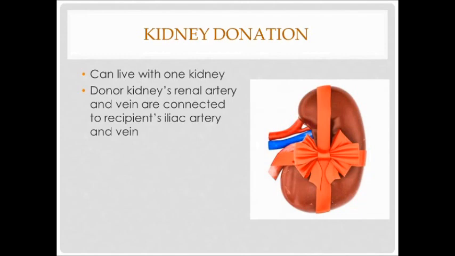Kidneys are semi-vital organs. You definitely need at least one to survive, but you can live with just one kidney. As we know, the kidneys are highly vascular because you have to be able to attach these kidneys to a blood supply in order for them to filter your blood. So the donor kidney's renal artery and vein are going to be connected to the recipient's iliac artery and vein, because they have to take out the diseased kidney's renal artery and vein when they remove it. So it's going to be attached a little bit lower down.